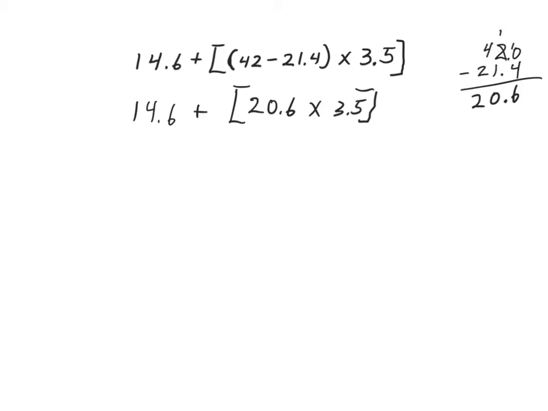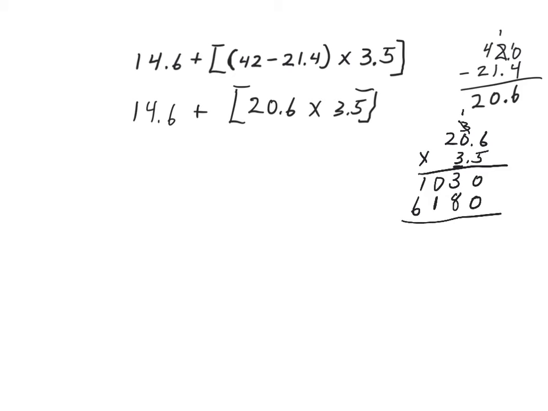So now we look inside the bracket to see what we do next. 20 and 6/10 times 3 and 5/10. Now remember, when we multiply decimals, we don't care about lining up the decimals. We just simply put the numbers there and multiply. 5 times 6 is 30, so we put the 0 down, carry the 3. 5 times 0 is 0, plus 3 is 3. 5 times 2 is 10. Now we look at the tens place where the 3 is, and we put a 0 down, and we say 3 times 6 is 18. Put the 8 down, carry the 1. 3 times 0 is 0, plus 1 is 1. 3 times 2 is 6.